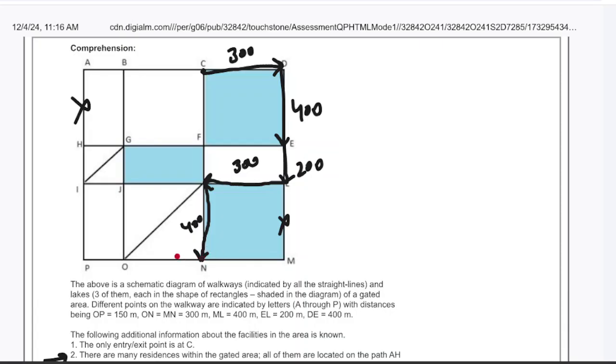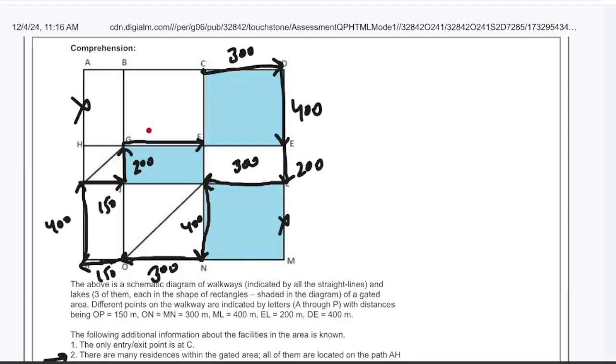I need to go maximum again. I'm avoiding hypotenuse. Now this is again 300. This will be till P 150. Then this I'll go with 400. Come to G, that is 150. That is 200. And then I can go to this place also, that is 300. And then I can come back, that is 400. So I've avoided both the routes.